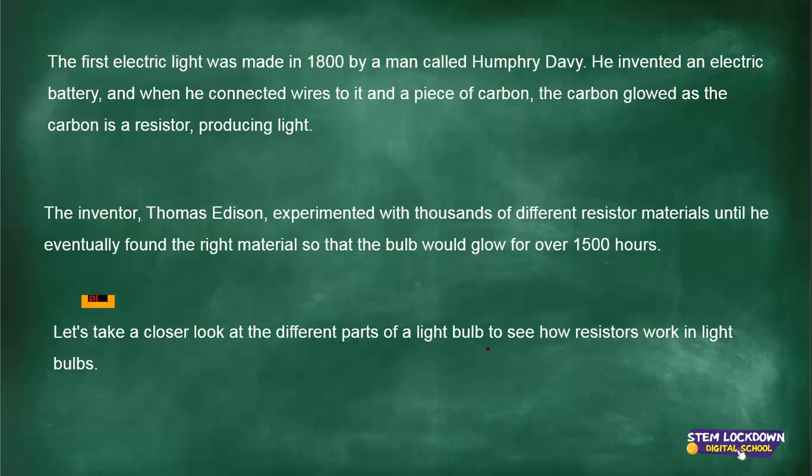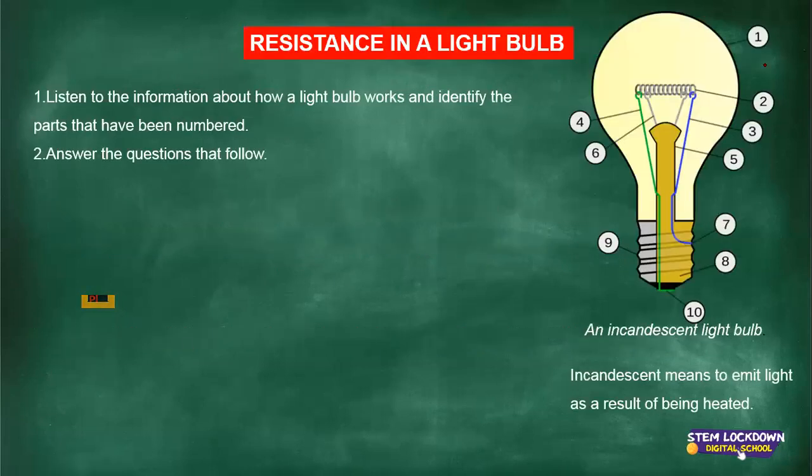So let's take a closer look at the different parts of a light bulb to see how resistors work in a bulb. I'm going to show you a picture of a light bulb, and then you can see how it works. Okay, so we have all these numbers here, and I'm going to introduce you to a new word, incandescent light bulb. Incandescent means to emit light as a result of it being heated. So basically we're giving off light because we are heating this light bulb. It's through an electric circuit. When we heat it, the light glows.